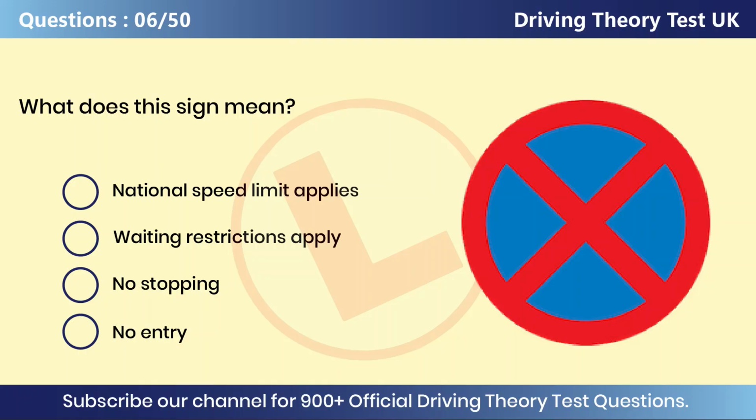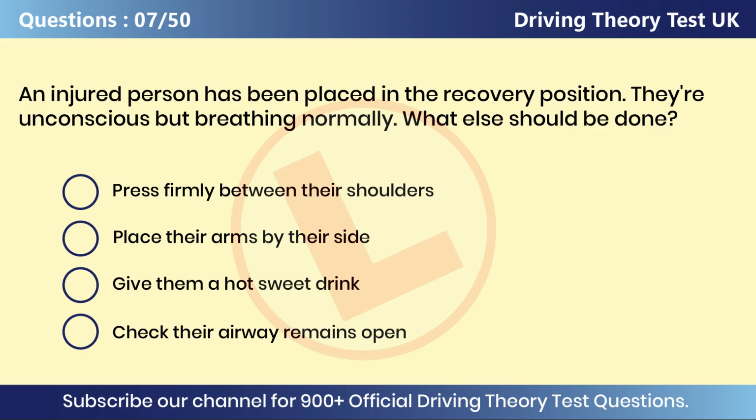Question 6. What does this sign mean? A. National speed limit applies. B. Waiting restrictions apply. C. No stopping. D. No entry. C. No stopping.